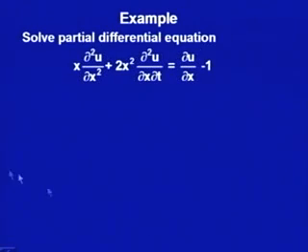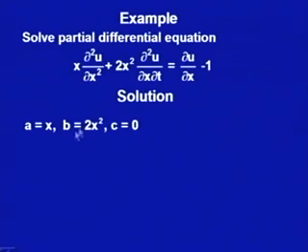Solve the partial differential equation x times del 2 u over del x 2 plus 2 x square del 2 u over del x del t is equal to del u over del x minus 1. Now, you see I am not having the coefficients as constants only; the coefficients are functions of x. So, this is a principally linear equation actually. Now, for solving it, we will first find out the type of this equation.